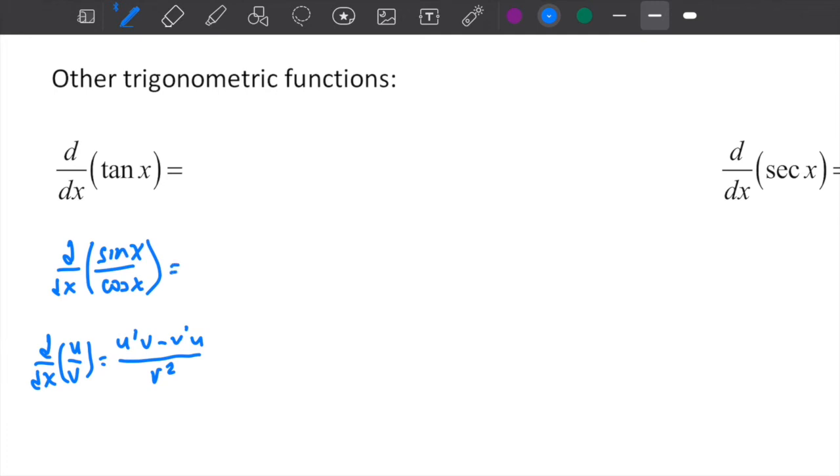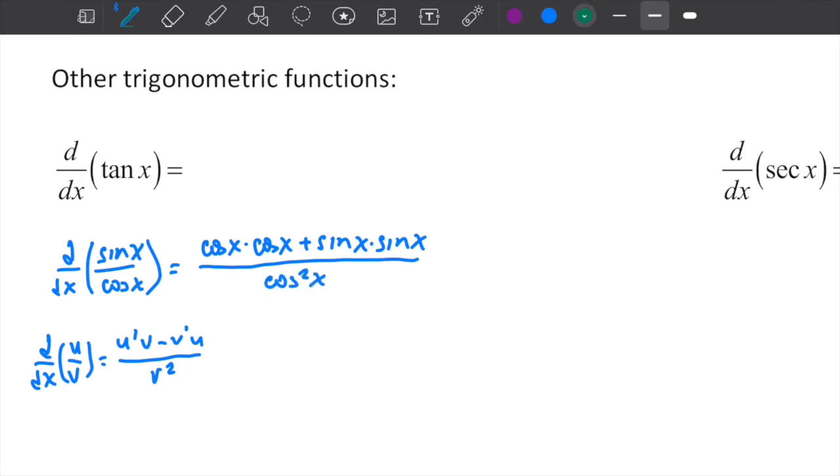So that's going to give us derivative of the top. Sine of x is going to be cosine of x multiplied by the bottom, multiplied by cosine of x, subtract the derivative of the bottom. So derivative of cosine of x is negative sine of x. Oh, that's going to be add sine of x multiplied by the top, which is sine of x. All over the bottom squared, all over cosine squared.